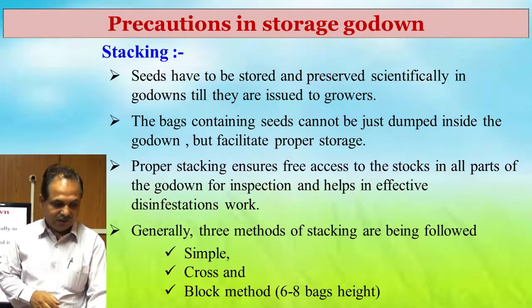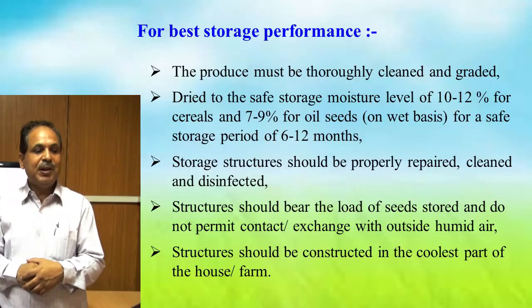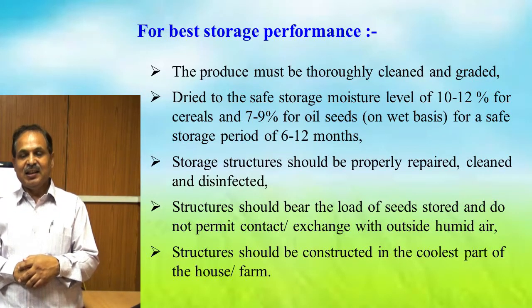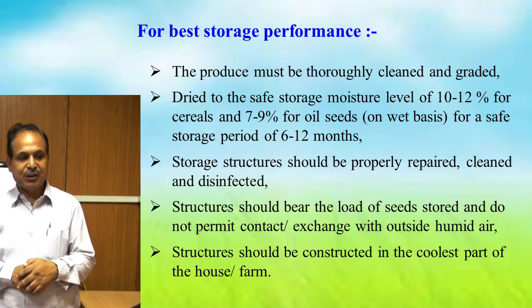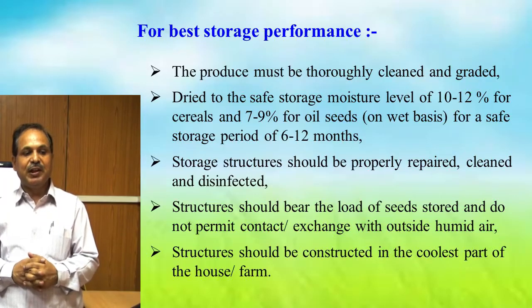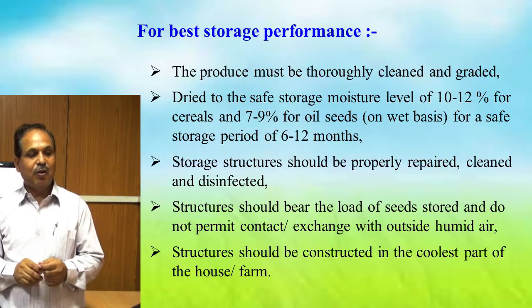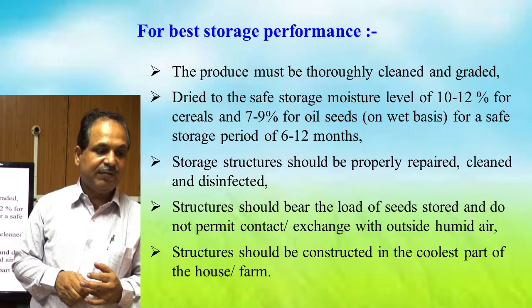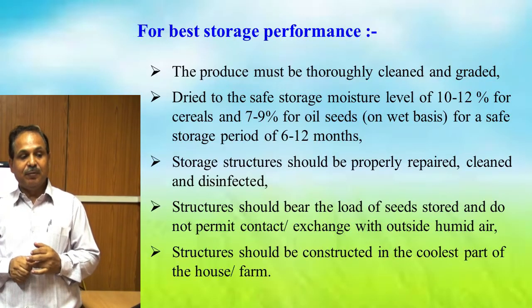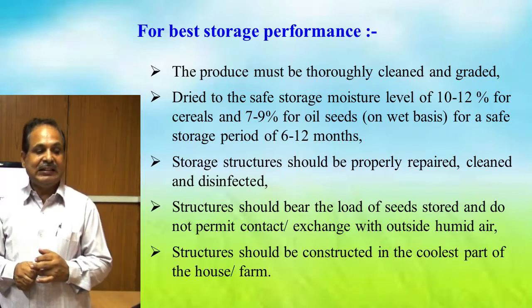Bulk method of storage is generally done. For best storage performance, the produce must be thoroughly cleaned and graded. That is done at the time of seed processing, and then it is dried to a safe storage moisture level, that is 10 to 12% for cereals and 7 to 9% for wild seeds, for a safe storage of 6 to 12 months. A storage structure should be properly repaired, cleaned and disinfected before the storage.